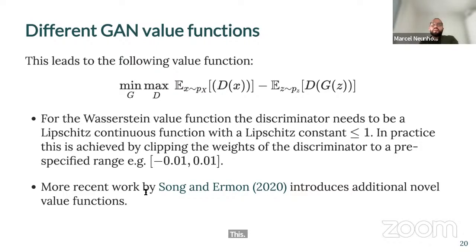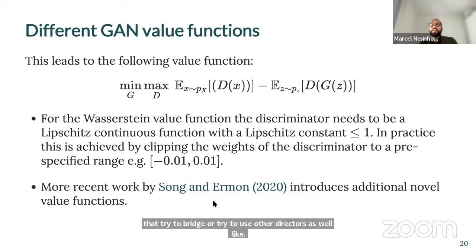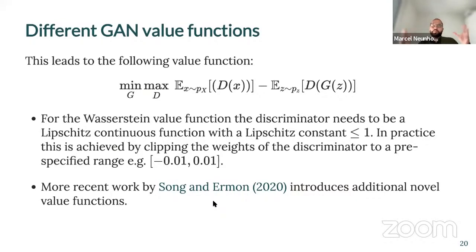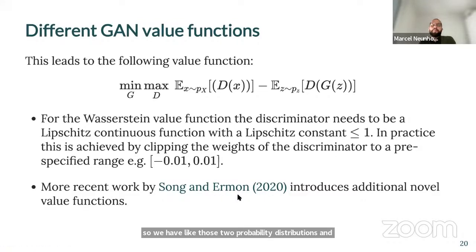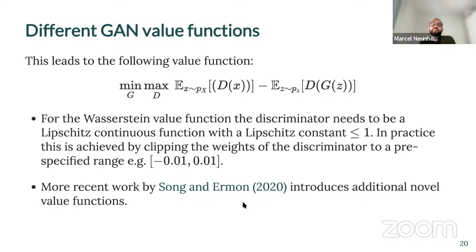Then there's some more recent work on value functions that try to bridge or use other divergences as well, like KL divergences or in general F divergences, and bridge GANs in this whole space of potential divergences between those probability distributions. So we have those two probability distributions, and this seems to be a particularly promising paper that comes up with a new value function that also gives more stability in training, and also gives you a loss or a value, the values of the losses that are correlated with the quality of data examples. So basically, this is directly addressing some of the questions we had earlier.